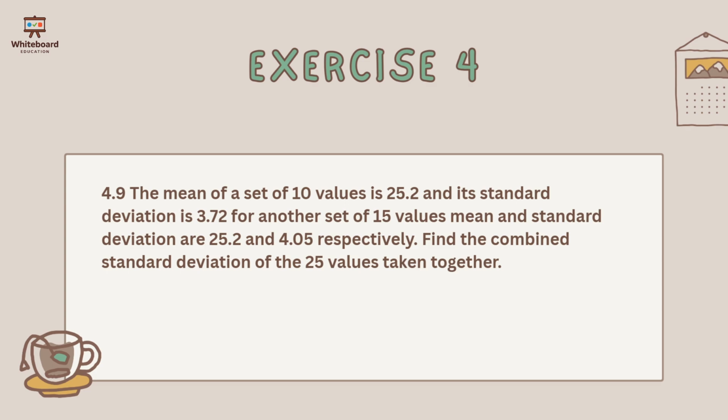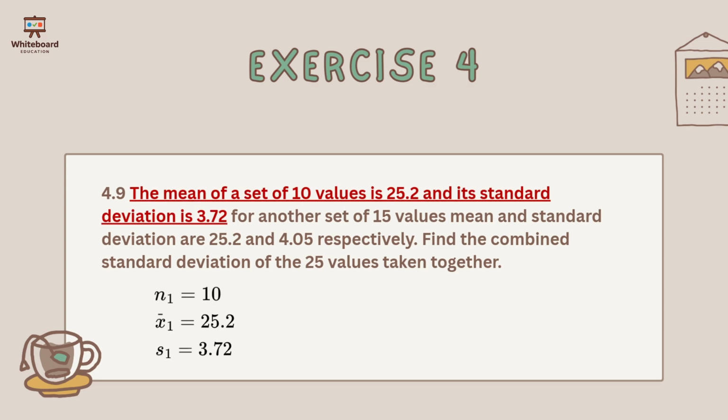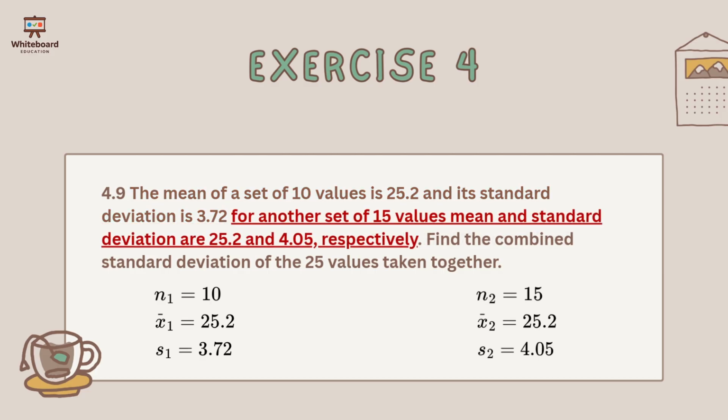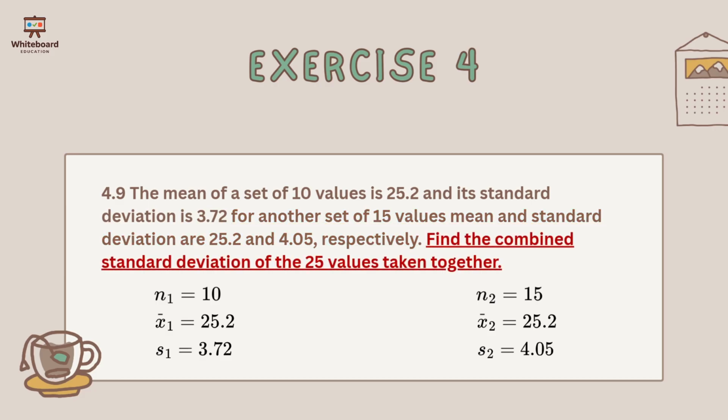So let's have a look at the first statement carefully and obtain the data. Here, the number of observations N1 is 10, the mean, x1 bar, is 25.2, and the standard deviation S1 is 3.72. Now, the next statement says that the number of observations N2 is equal to 15, the mean, x2 bar, is 25.2, and the standard deviation S2 is equal to 4.05. So now our final statement says, find the combined standard deviation of the 25 values taken together.